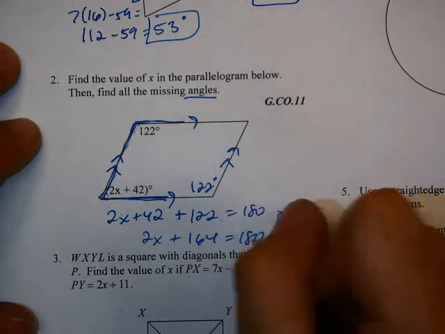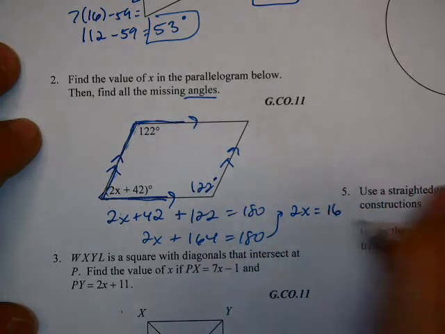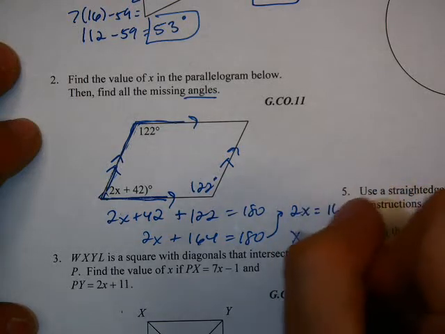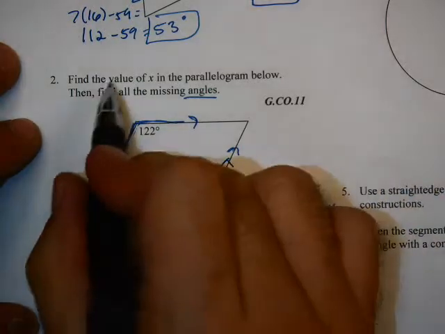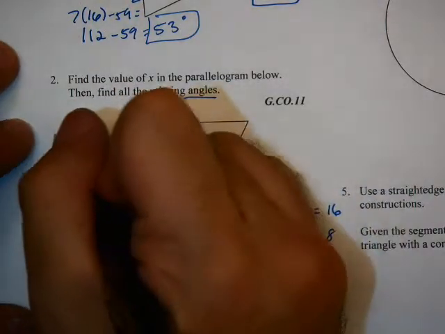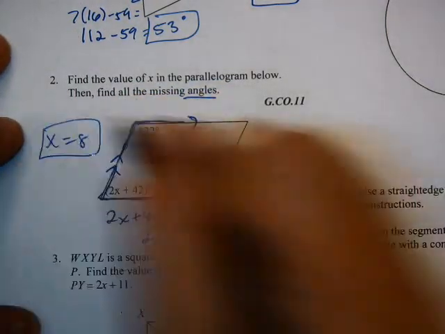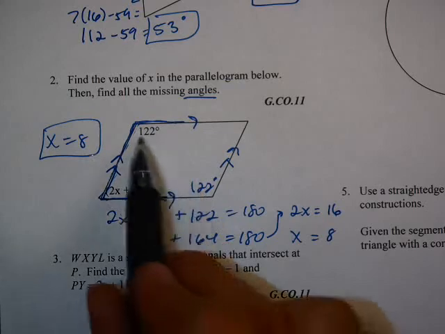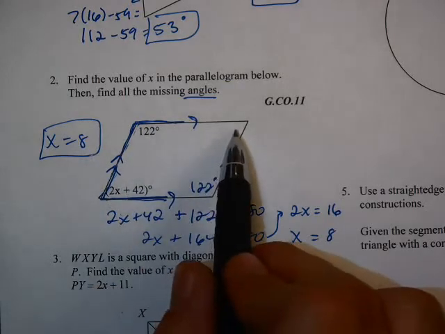2x, I'm going to subtract 164, I get 16. And then divide by 2, and I get x equals 8. So there's the first thing that they're asking for, the value of x. We now know x equals 8. Now the other thing they said is to find all the missing angles. I've already found these two. I just need to find this one.